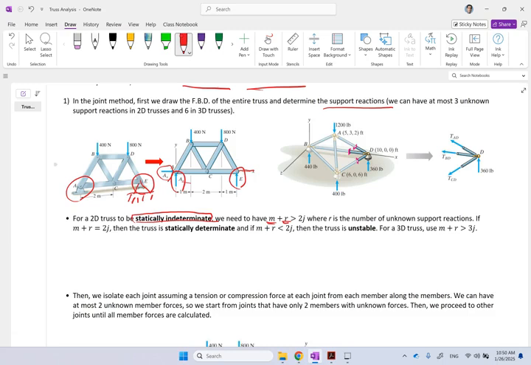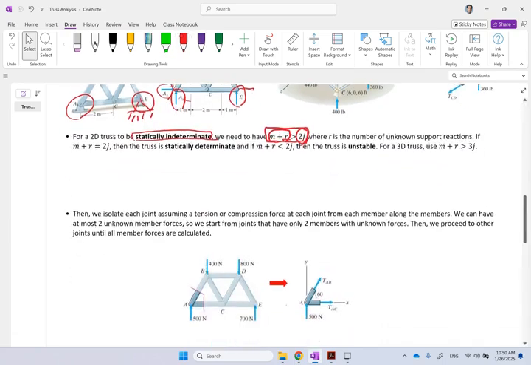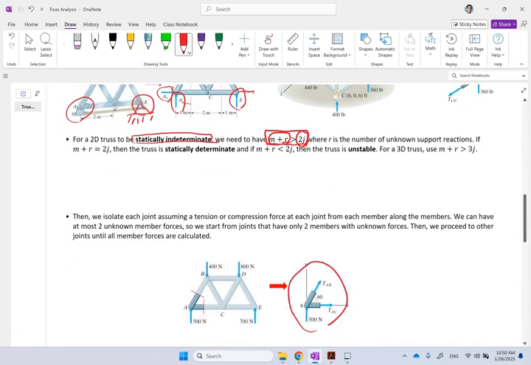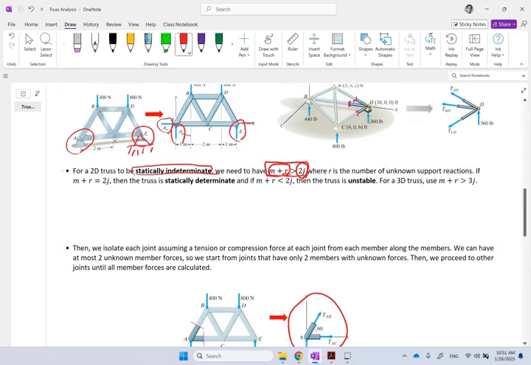Now, for a 2D truss, when is it statically indeterminate? When M plus R is bigger than 2J, because M plus R is the total number of unknowns, and you have J joints. So 2J is all of the equations you can possibly get, because if you separate each joint and look at it, there are only two equations you can write: sum Fx equals 0, sum Fy equals 0. There is no dimension really here. It's all about a single joint. So 2J is all of the equations that you have.